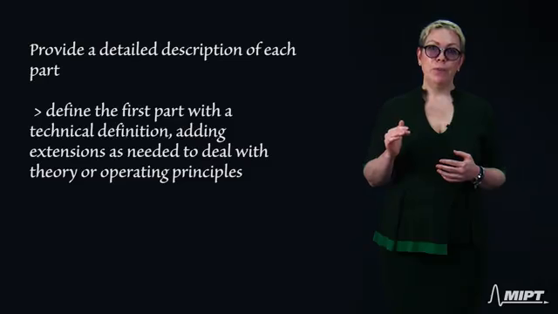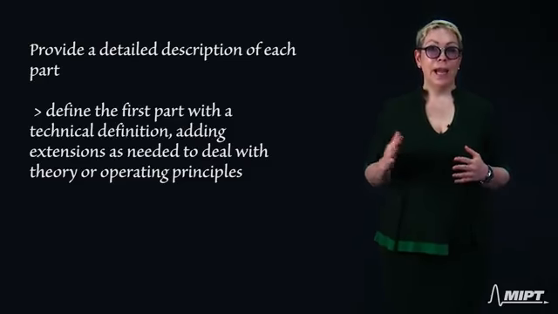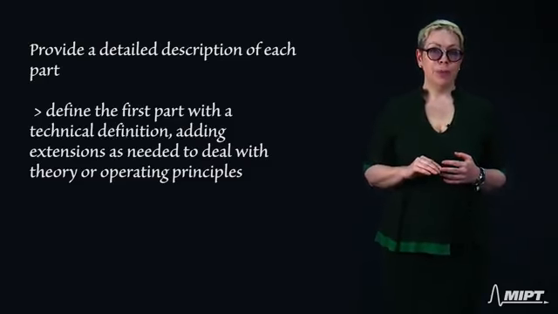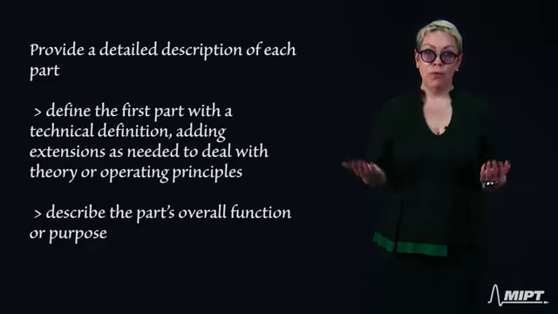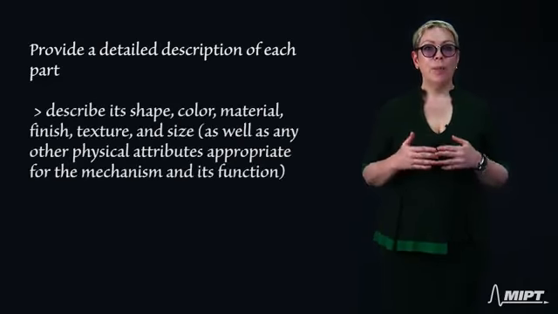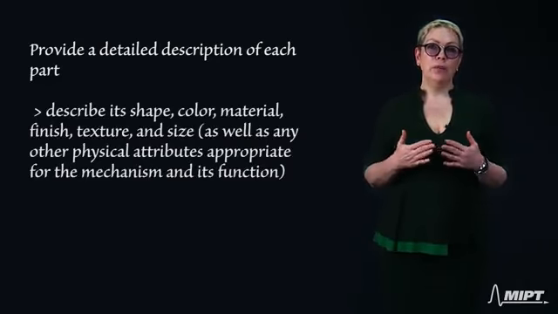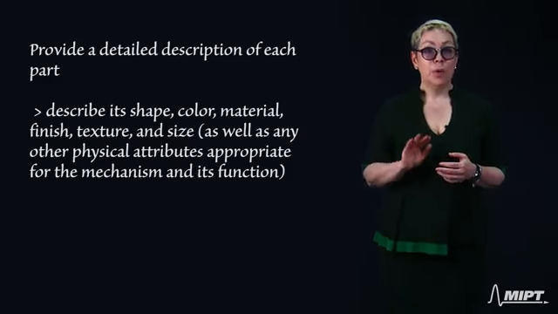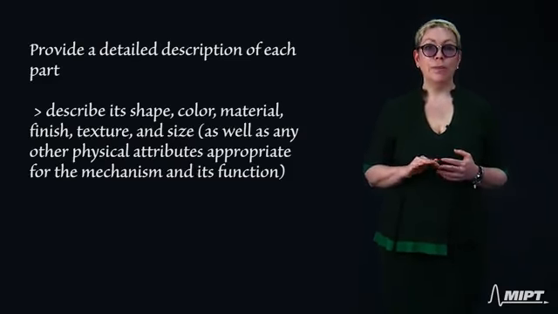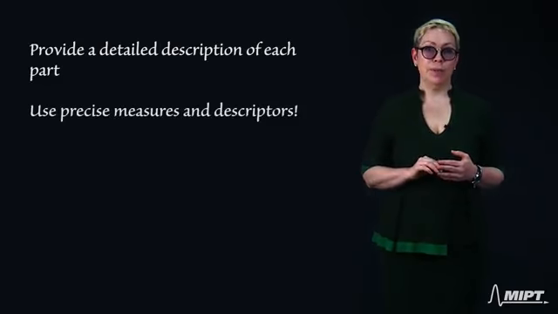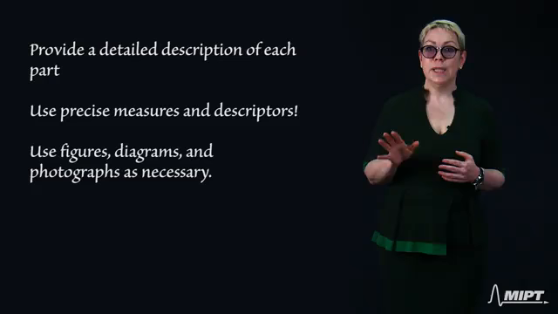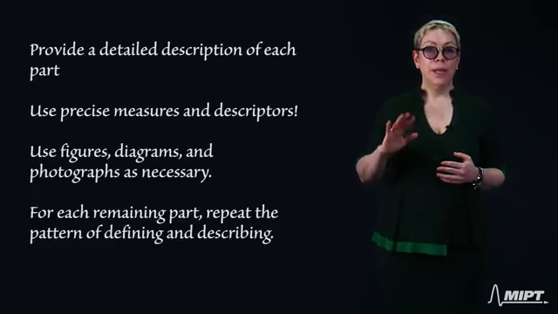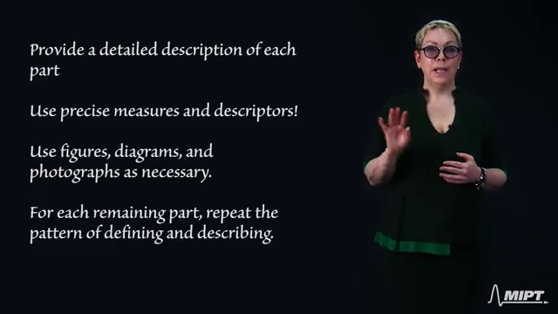First, define the first part with a technical definition, adding extensions as needed to deal with theory or operating principles. Then, describe the part's overall function or purpose. Describe its shape, color, material, finish, texture, and size, as well as any other physical attributes appropriate for the mechanism and its function, using precise measures and descriptors. Also be sure to use figures, diagrams, and photographs as necessary. For each remaining part, repeat the pattern of defining and describing.